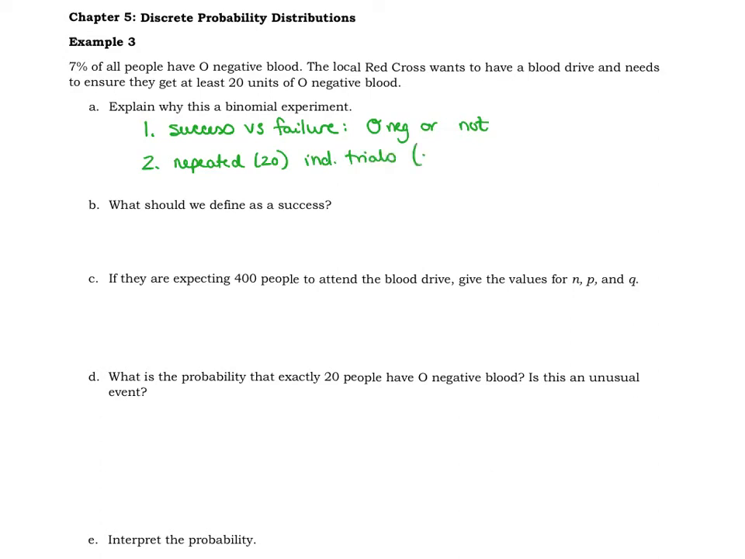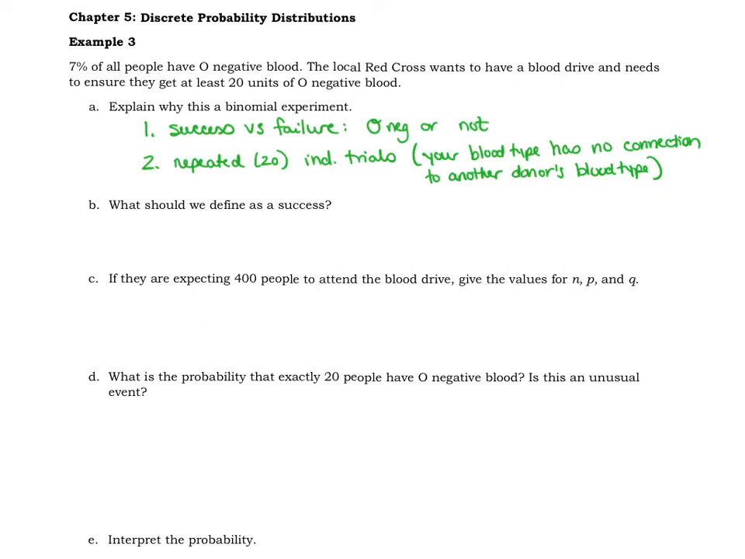And again, your blood type has nothing to do with the next donor's. So your blood type has no connection to another donor's blood type. So that's how we can justify why we know it is binomial.